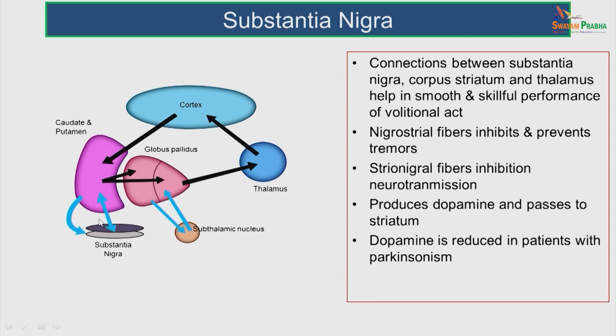The dopamine which is produced in the substantia nigra goes to the striatum. If this dopamine is reduced, then the patient can present with Parkinson tremors. That is why the substantia nigra is very, very important, and the connection between the substantia nigra, striatum and thalamus is very, very important.